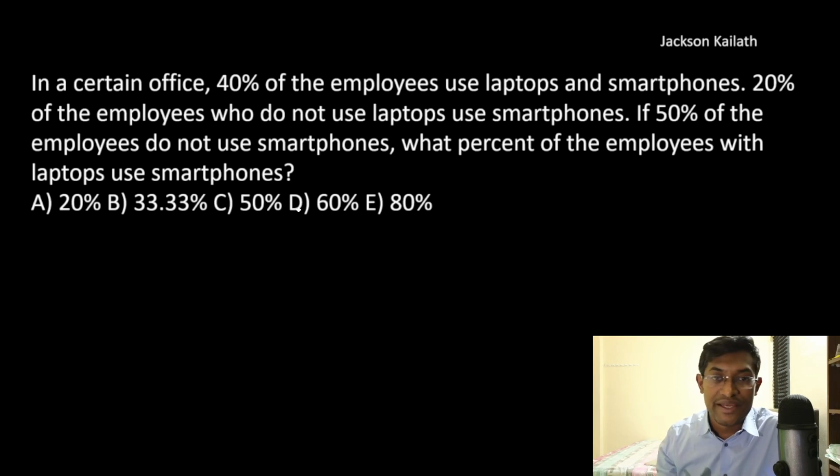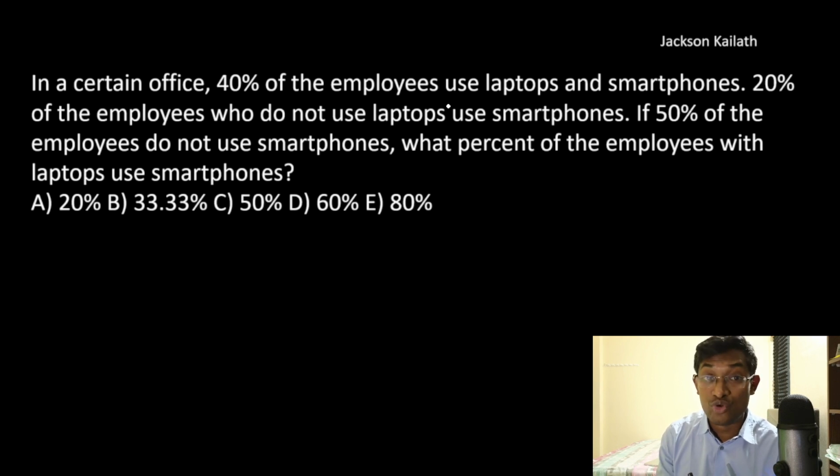I hope you have given it a try. Now let's take a look at this question together. So over here we have an office, and it says that 40% of the employees use laptops and smartphones. Again, this is a typical overlapping set question.